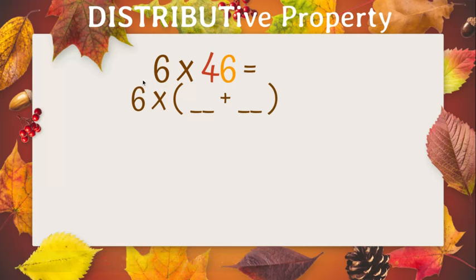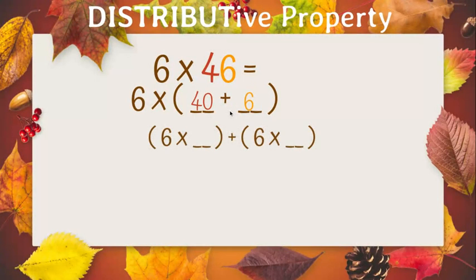So I'm going to take this 6 times, bring it down, and I'm putting this in parentheses so that I can see my expanded form. So I'm going to take this 4, because it's 40. I'm going to write down the value of the 4, and I'm going to write down the value of the 6. So I've taken this 46 and I've expanded it to 40 and 6.